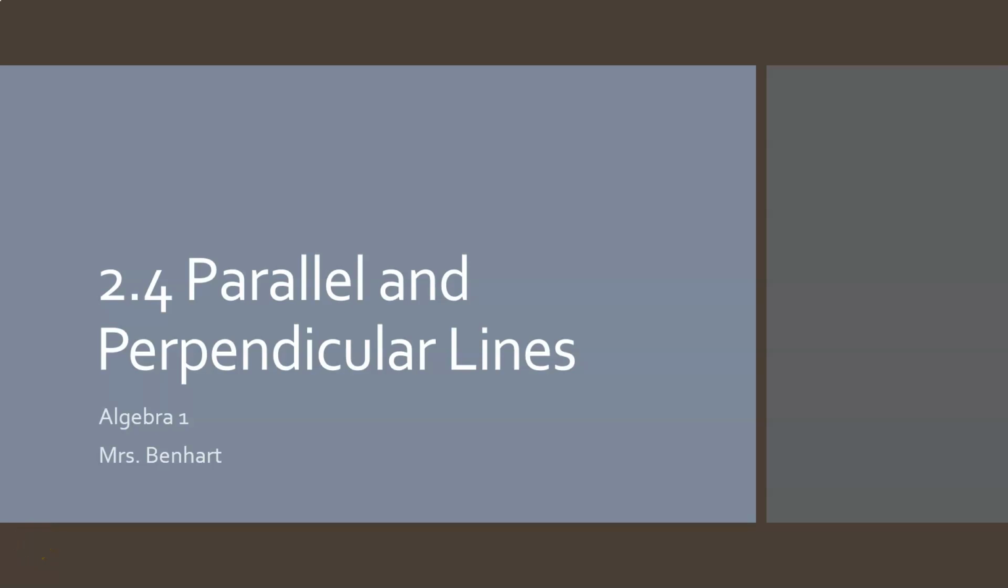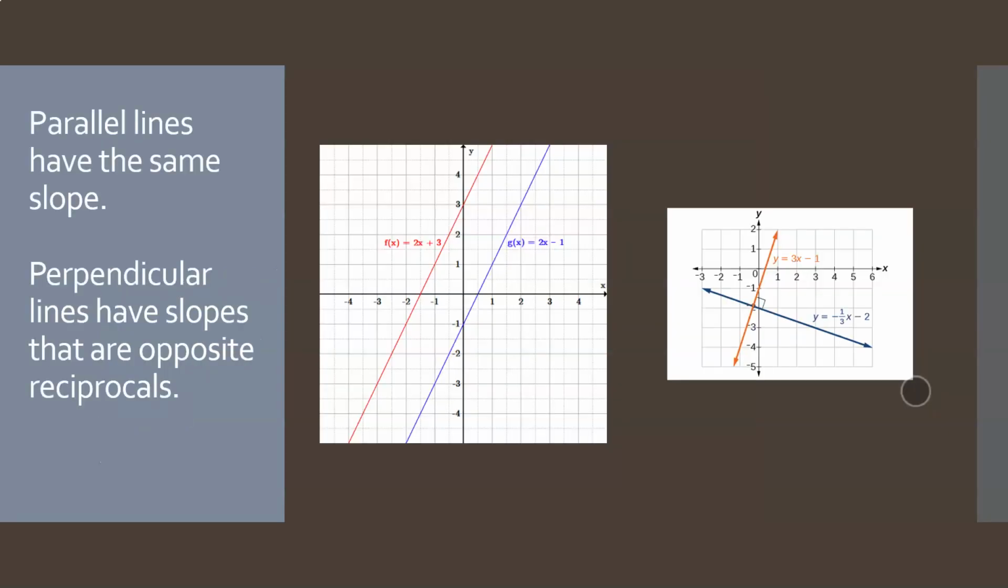All right, this is our last section for Unit 2. This is 2.4, parallel and perpendicular lines.